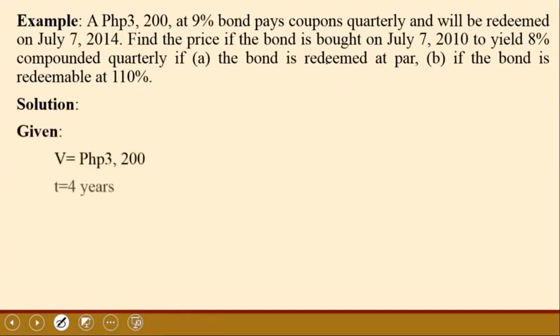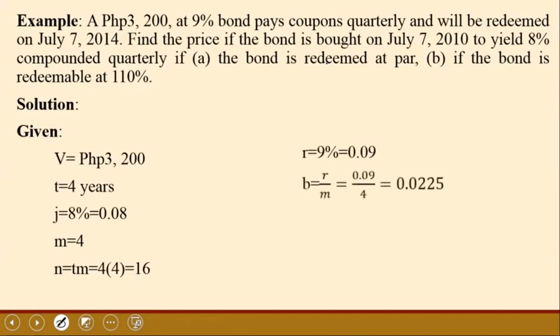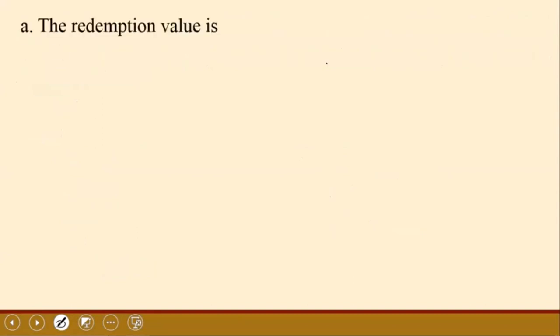Okay? So, our given: we have the redemption value of bond, 3,200. The time is 4 years. The nominal interest rate, 8%. The number of conversions per year is 4 because it is quarterly. And then the number of payments, 16. The bond rate is 9%. Another one is the periodic bond interest rate, 0.0225. And then the periodic interest rate, which is 0.02.